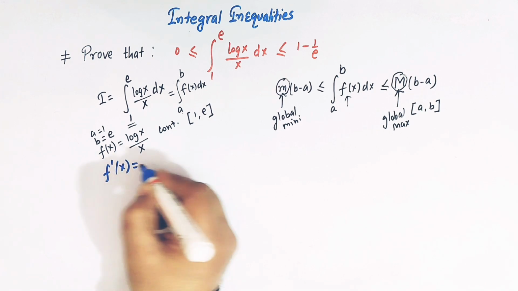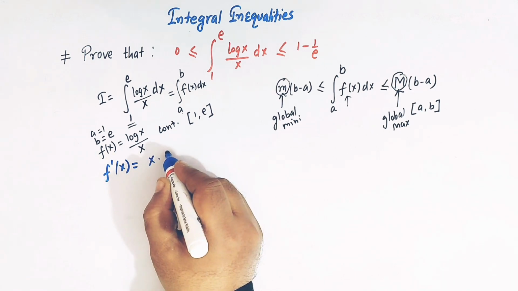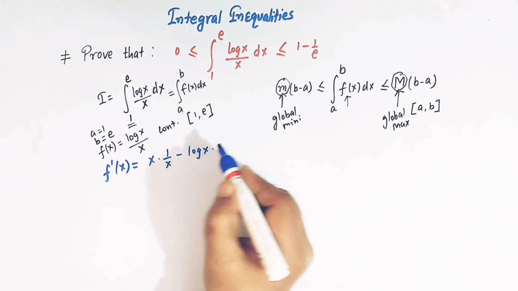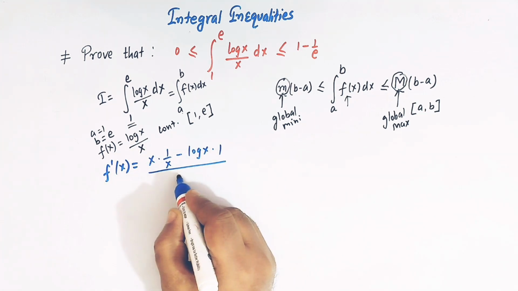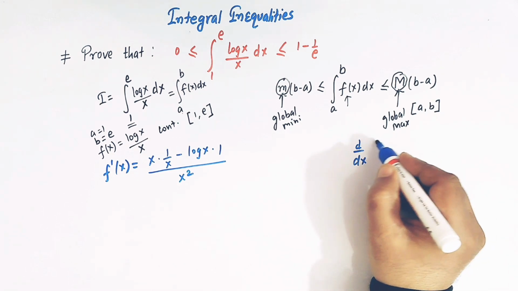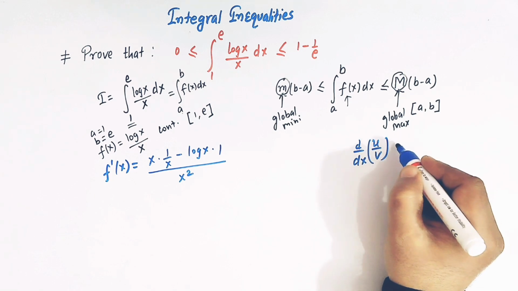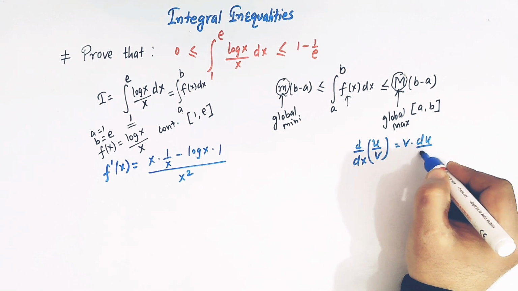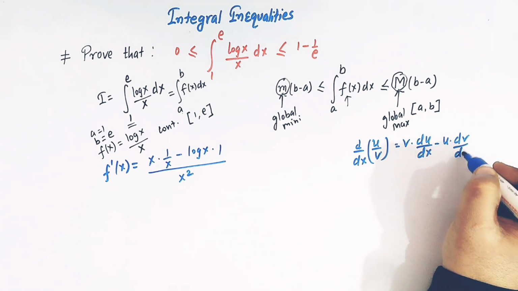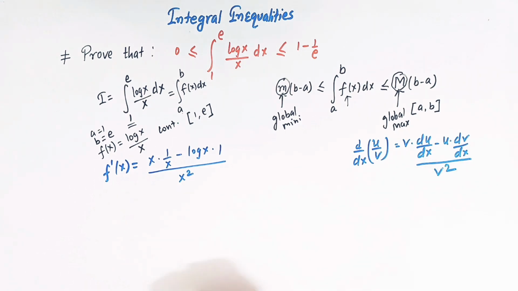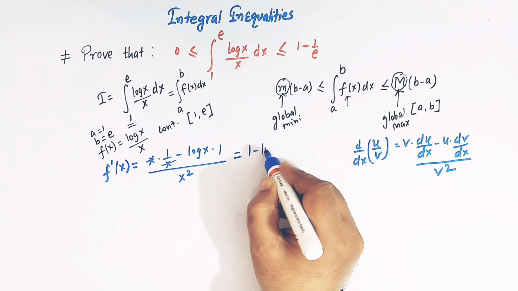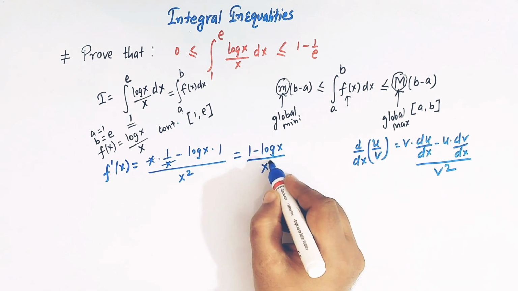So f prime of x is equal to x times the derivative of log of x, which is 1 over x, minus log of x times the derivative of x, which is 1, divided by x square. So here we have used the quotient rule for differentiation, that is v times du over dx minus u times dv over dx, over v square, right? So now x and x get cancelled, so we have (1 minus log x) over x square.